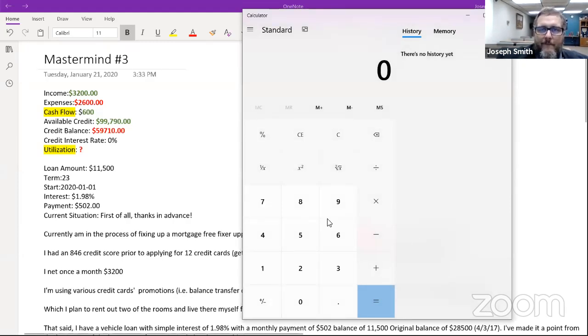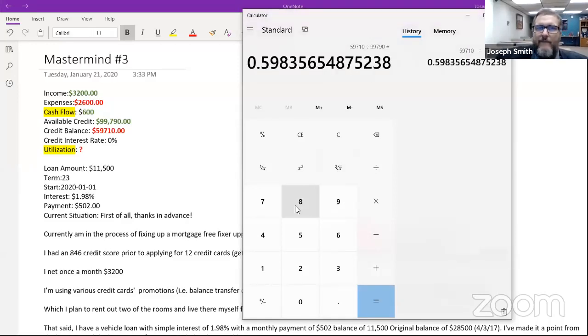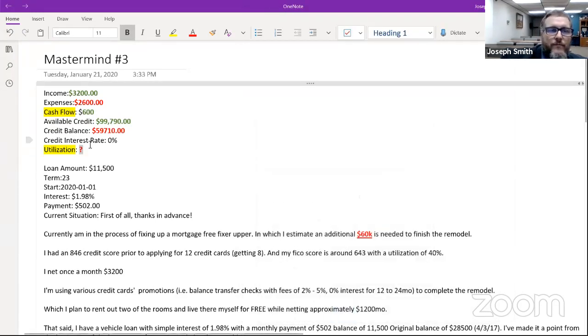Okay, here we are. So let us take 59,710 and we'll divide that by 99,790. What do we get? Well, 0.59835. Yeah. So I'm just going to round that up to 60%. You guys see that? Cool.